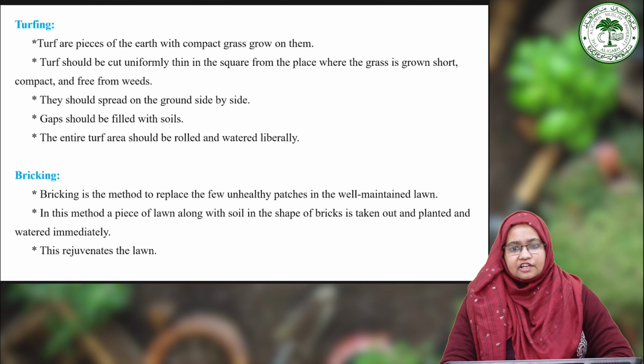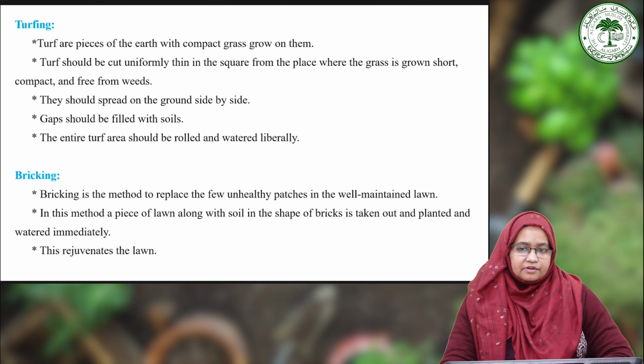Turfing is another method of growing grasses. Turf consists of pieces of earth with compact grass growing on them. Turf should be uniformly cut thin in square pieces from areas where the grass is short, compact and free from weeds. These pieces of turf should be spread on the ground side by side, ensuring they fit snugly together. Any gap between the turf pieces should be filled with soil. The entire turf area should then be rolled and watered liberally to help the turf establish and grow.